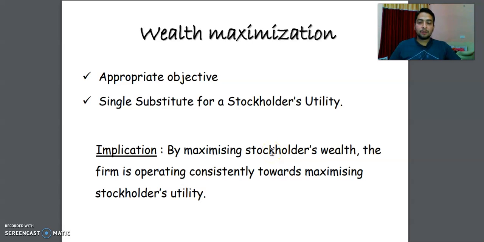So till now, students, we have discussed what is profit maximization and how it has been criticized as the main objective of financial management. Now we will discuss what is wealth maximization. Wealth maximization is basically concerned with increasing stockholders' utility. In order to increase the stockholders' wealth, firms always keep striving to increase stockholders' utility.